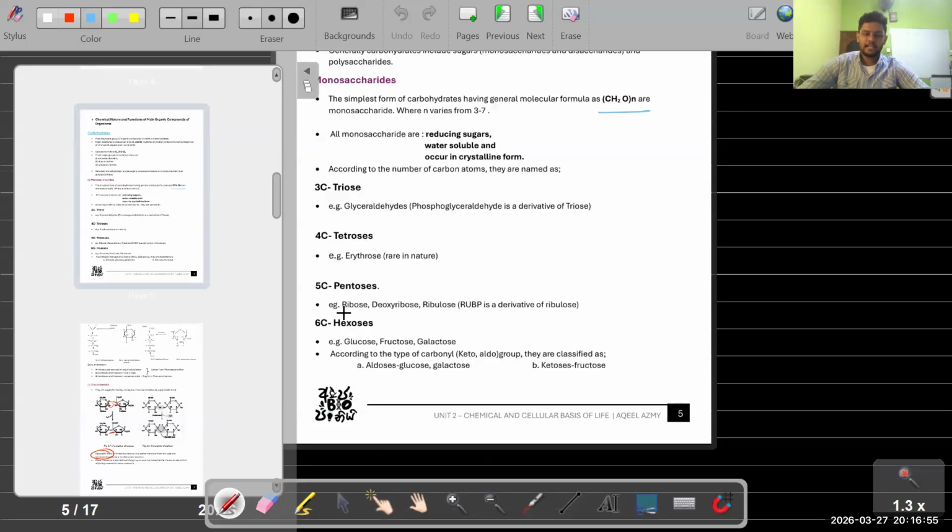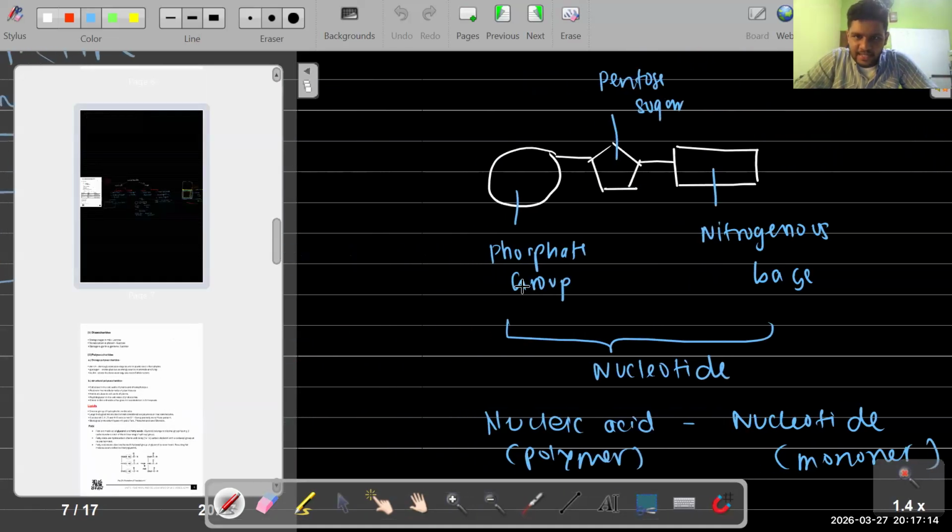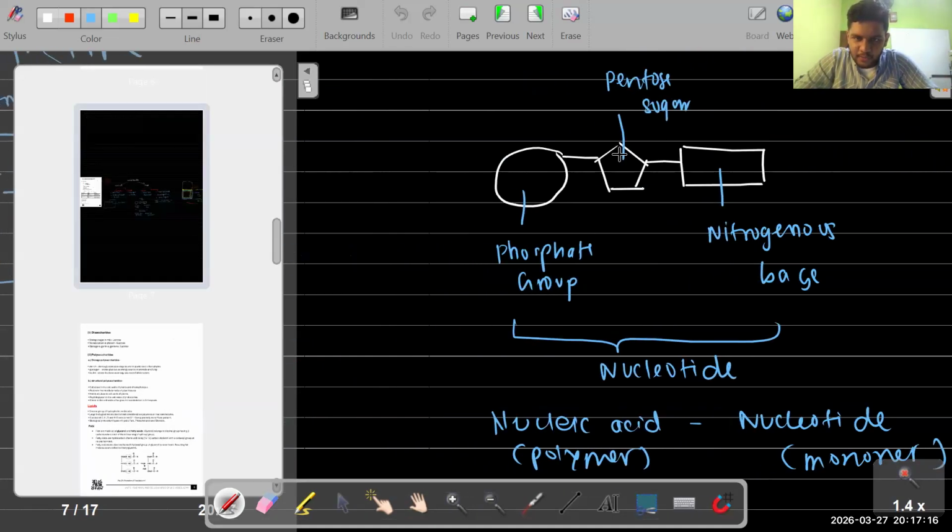From these three: ribose, deoxyribose or ribulose. Ribose. Very good. You have got it. Right? That's the thing. Now can you understand? So if you see DNA, in place of this pentose sugar, what will be there? Deoxyribose sugar. Right? For RNA, it will be containing ribose sugar. That is the difference. Can you see the difference?